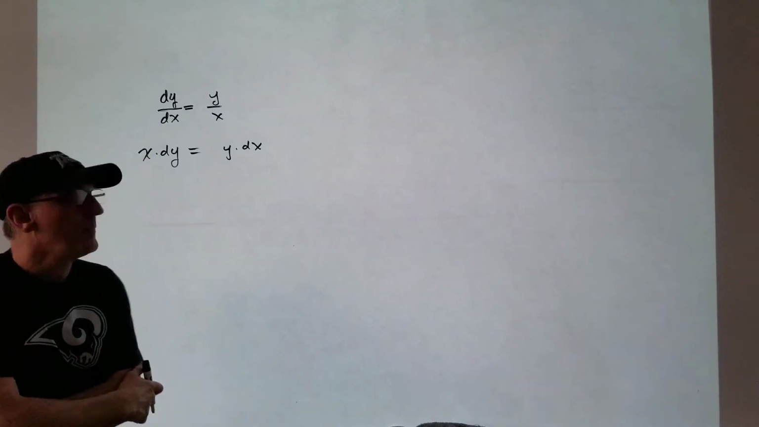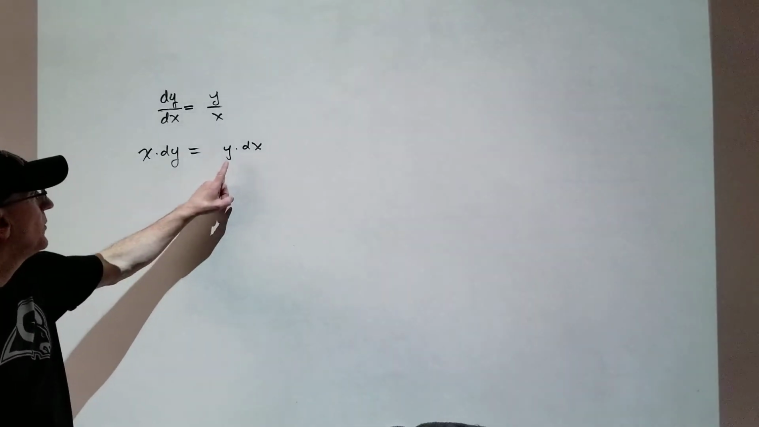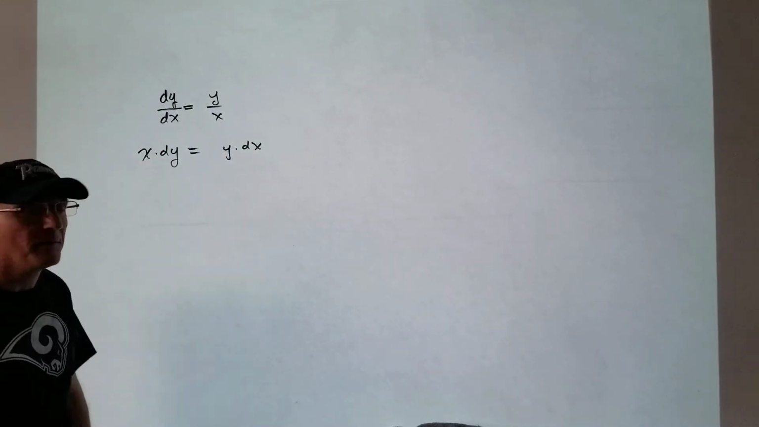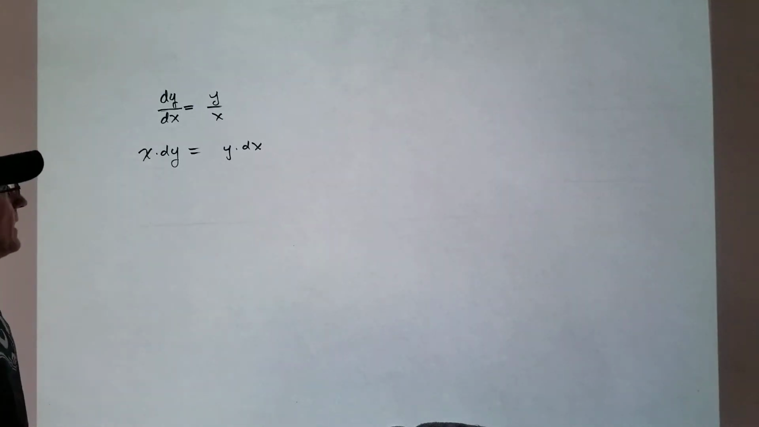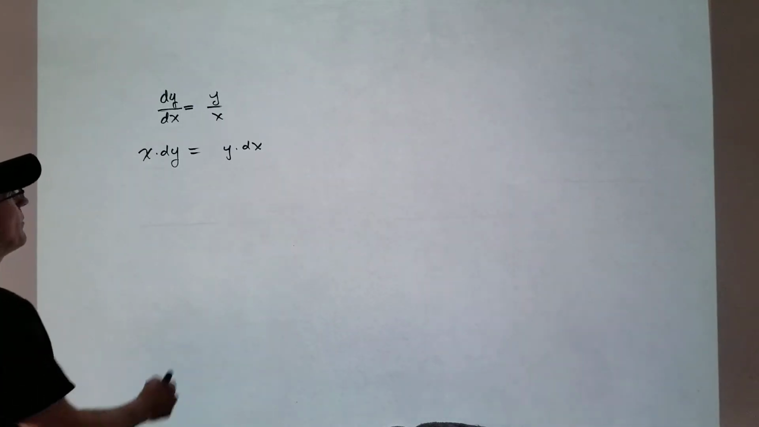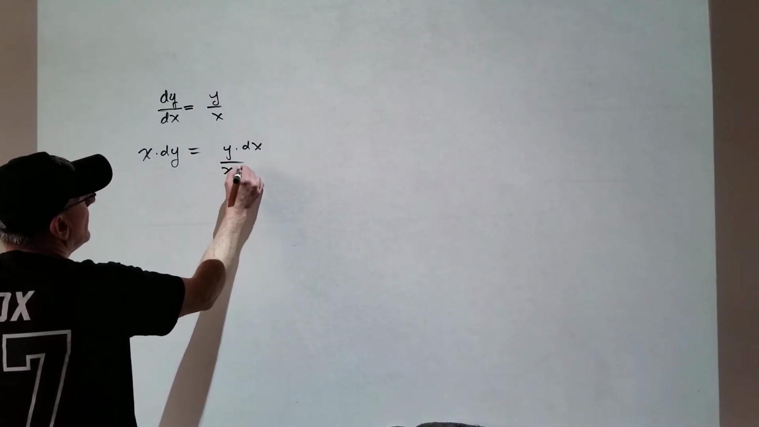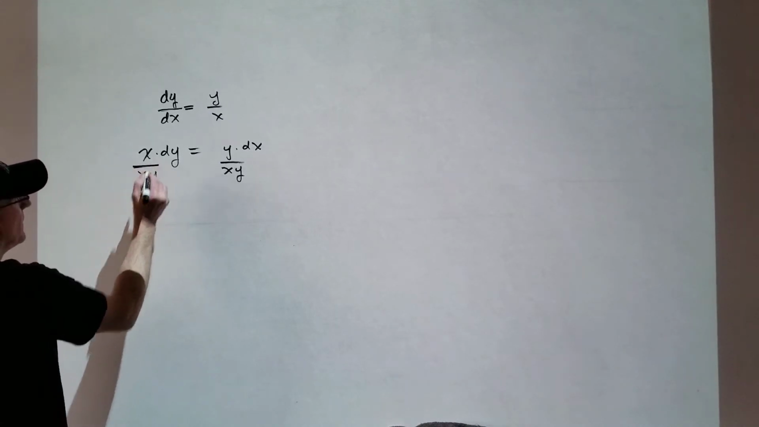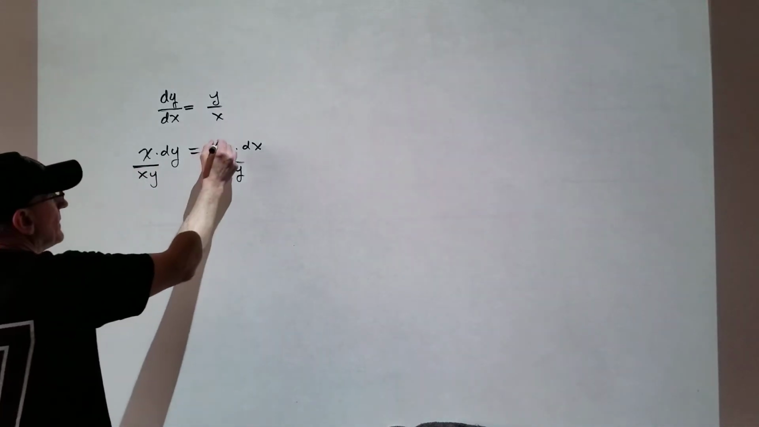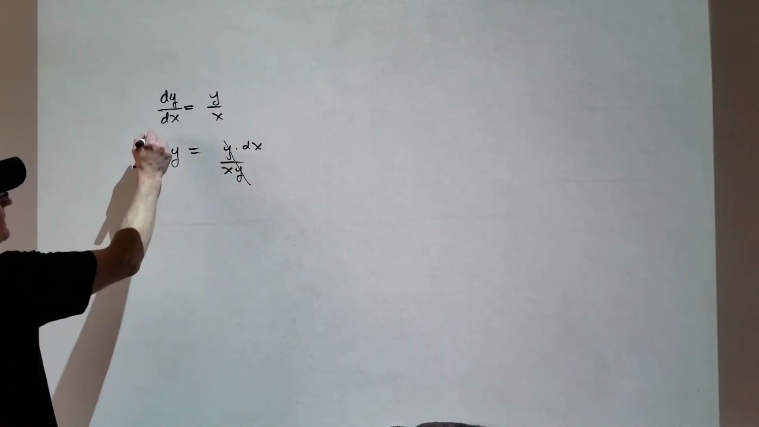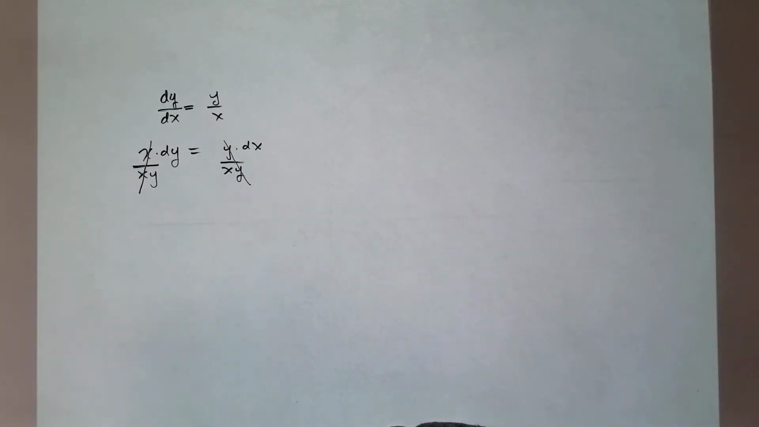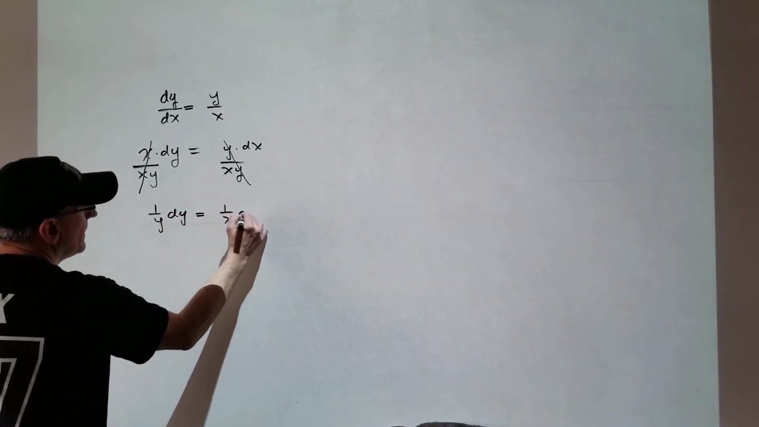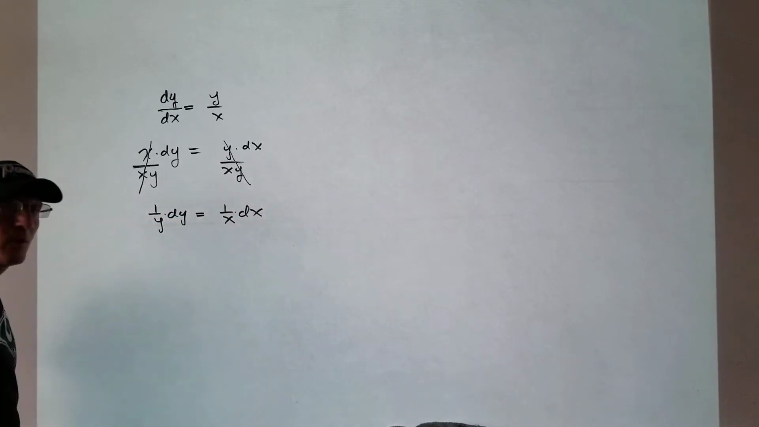Now that's not separated because this is a y expression with the x differential, and this is an x expression with a y differential. So next, what you might do is divide both sides by y and x, like both factors, just to save time. And when you do that, these y's cancel, and these x's cancel, and you get 1 over y dy is 1 over x dx. That's the form we want.